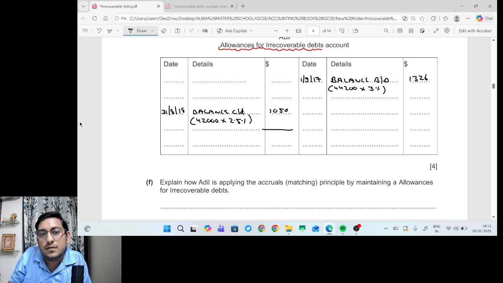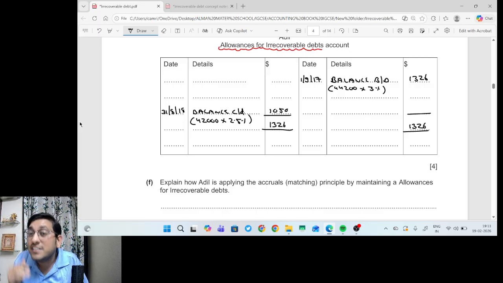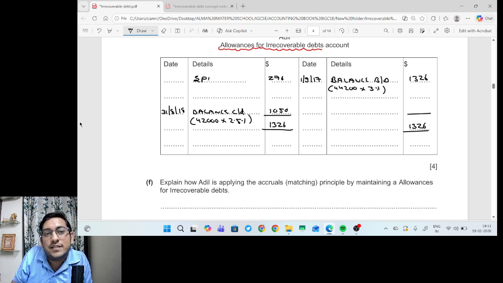So can I say which side is higher, guys? Obviously, my credit side is higher. So can I say the allowances for irrecoverable debt is reducing? In the example, it was increasing, but in this question, it is decreasing. So 1326 minus 1050. So 276 is my income, and it will go to the statement of profit and loss. So this is called decrease in allowances for irrecoverable debt.